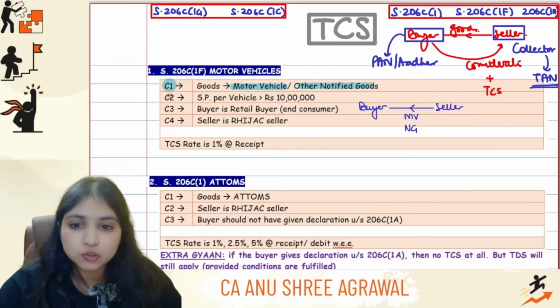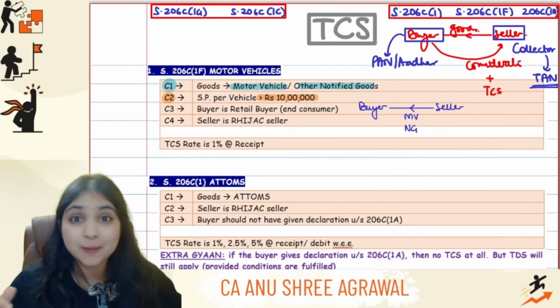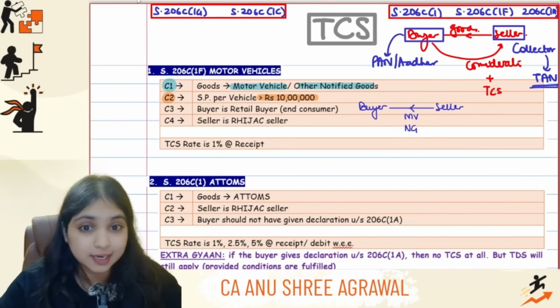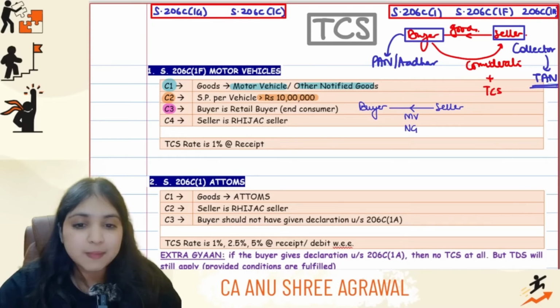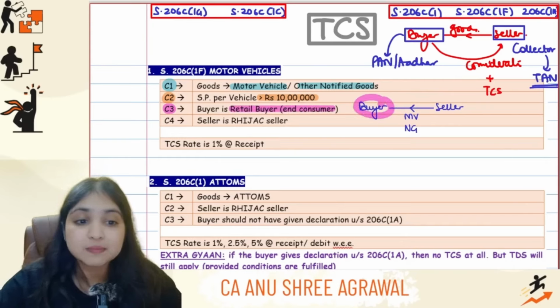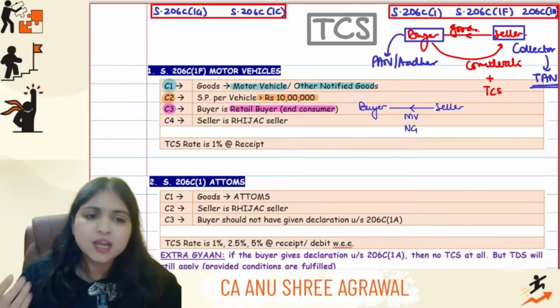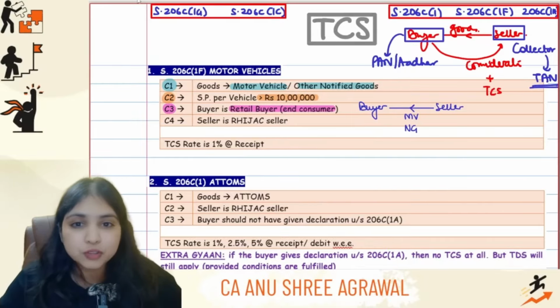Then condition number 2, the selling price per vehicle, the selling price has to be more than 10 lakh. Please notice we're not talking about aggregate sale value. We're talking about the per vehicle sale value. It has to be more than 10 lakhs. Point number 3, the buyer, this person who is buying the vehicle, this buyer has to be a retail buyer. That is, a buyer must be an end consumer. He must be buying the car for himself. He must be a retail buyer, which means he must be buying the car for himself. He should not be a retailer. And the 4th condition guys, the last condition is that the seller should be an R hijack seller.